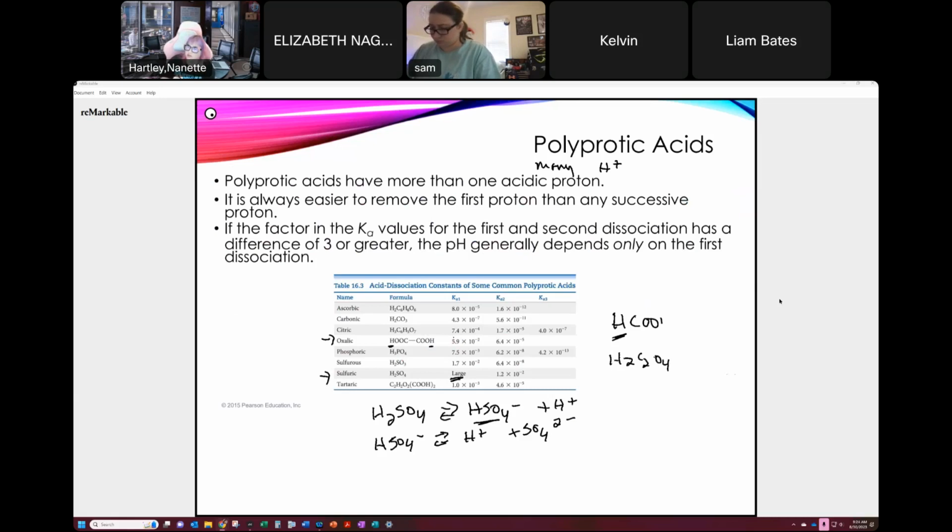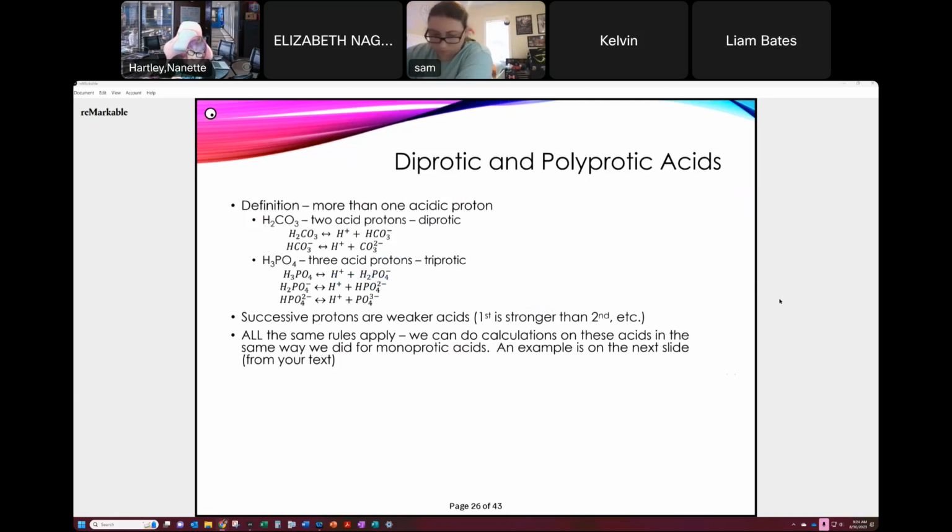Questions about polyprotics? Diprotic and polyprotic acids, again, have more than one proton. Diprotic means it has two, polyprotic means many, and can include two, so polyprotic applies to two as well. It has more than one acidic proton. This is typically done in successive steps, each with their own K value. And the K for the first step is always larger than the K for the second step.